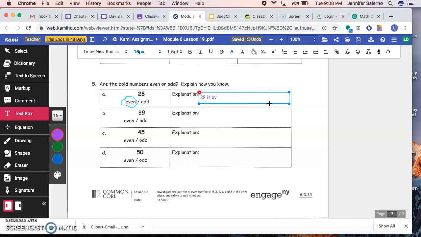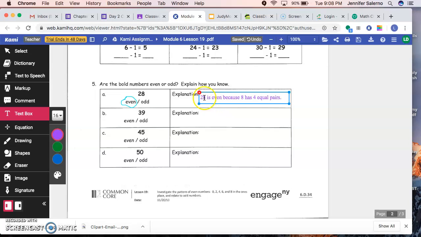28 is even because 8 has 4 equal pairs. When we know the number 8, it has 4 equal pairs, 2, 4, 6, 8, okay? So we know that it's equal pairs, that nothing is left over, and that is why it's even, okay?